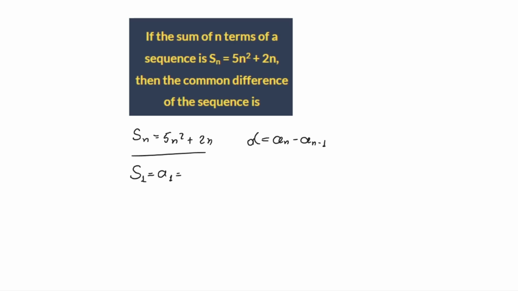And let's plug 1 into the equation. So 5 times 1 squared plus 2 times 1 is 7. So we know that a1, the first term, is 7.